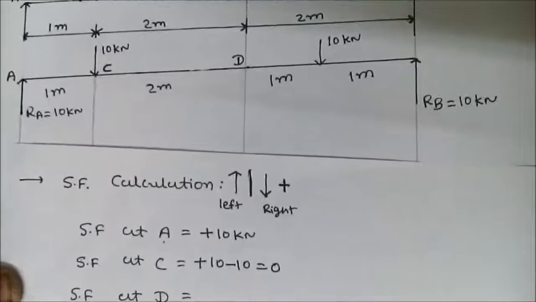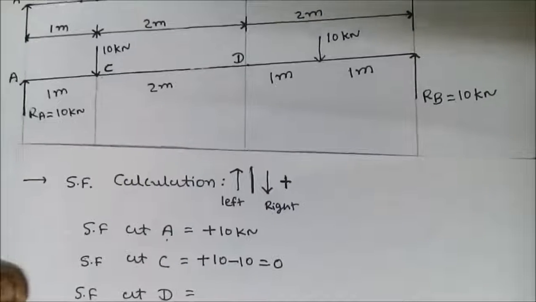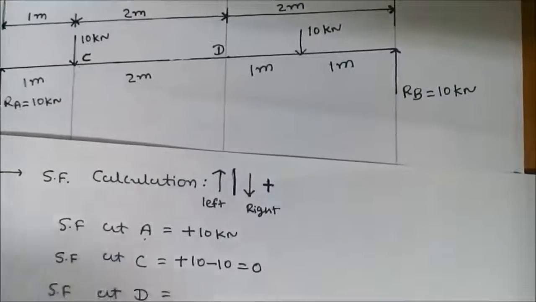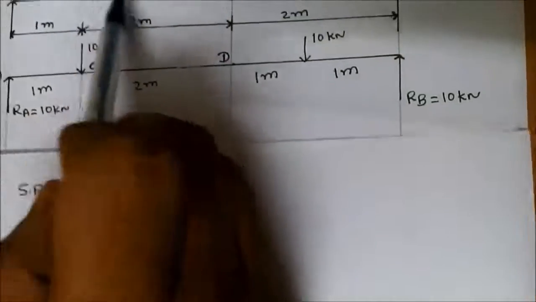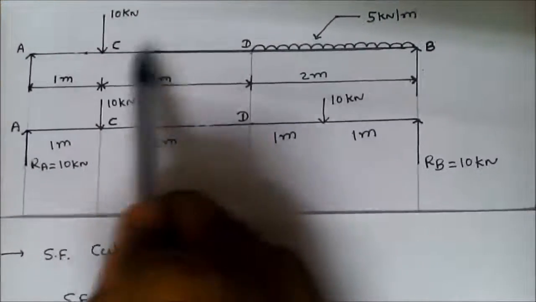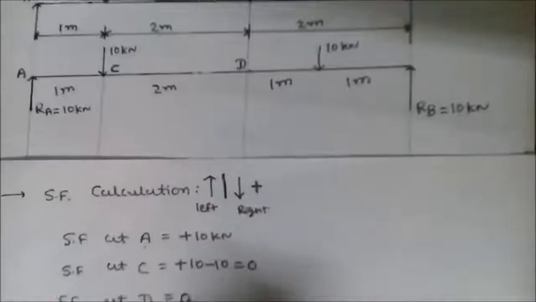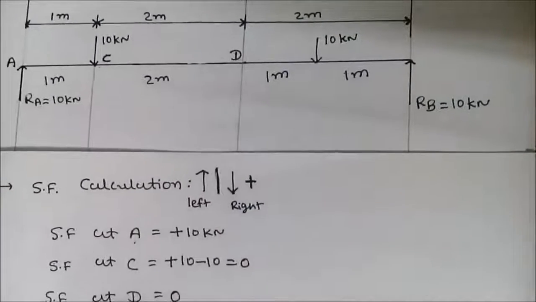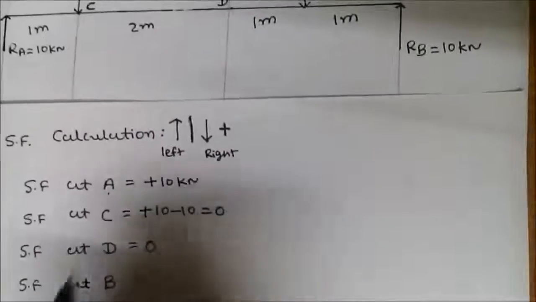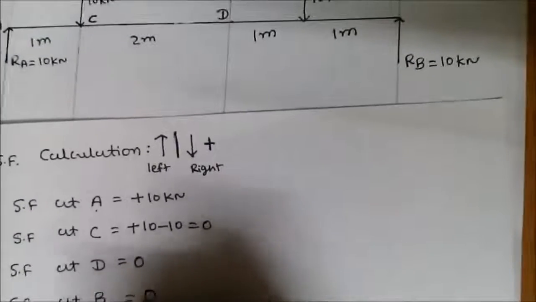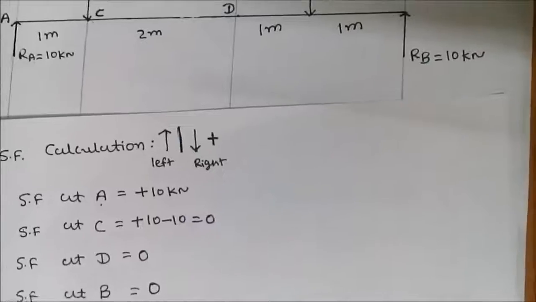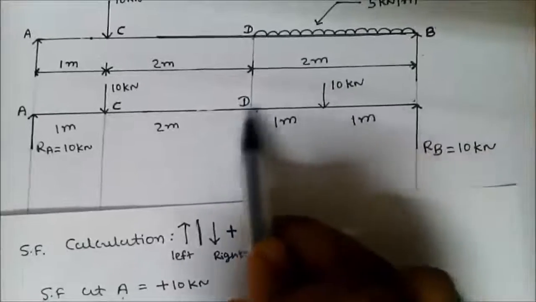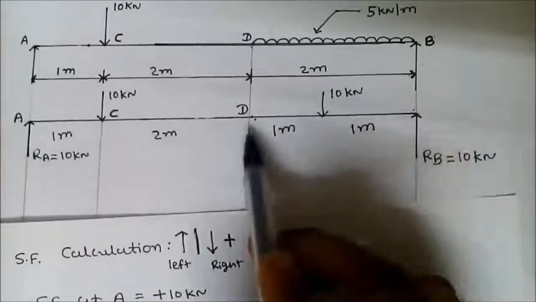Then find value of shear force at point D. So again we write value of previous shear force. So write 0, and there is no force between C to D. So again 0. So shear force at D is 0. Then we find value of shear force at B. So first we write value of previous shear force, that is 0, and there is 10 kilonewton force acting between D to B.